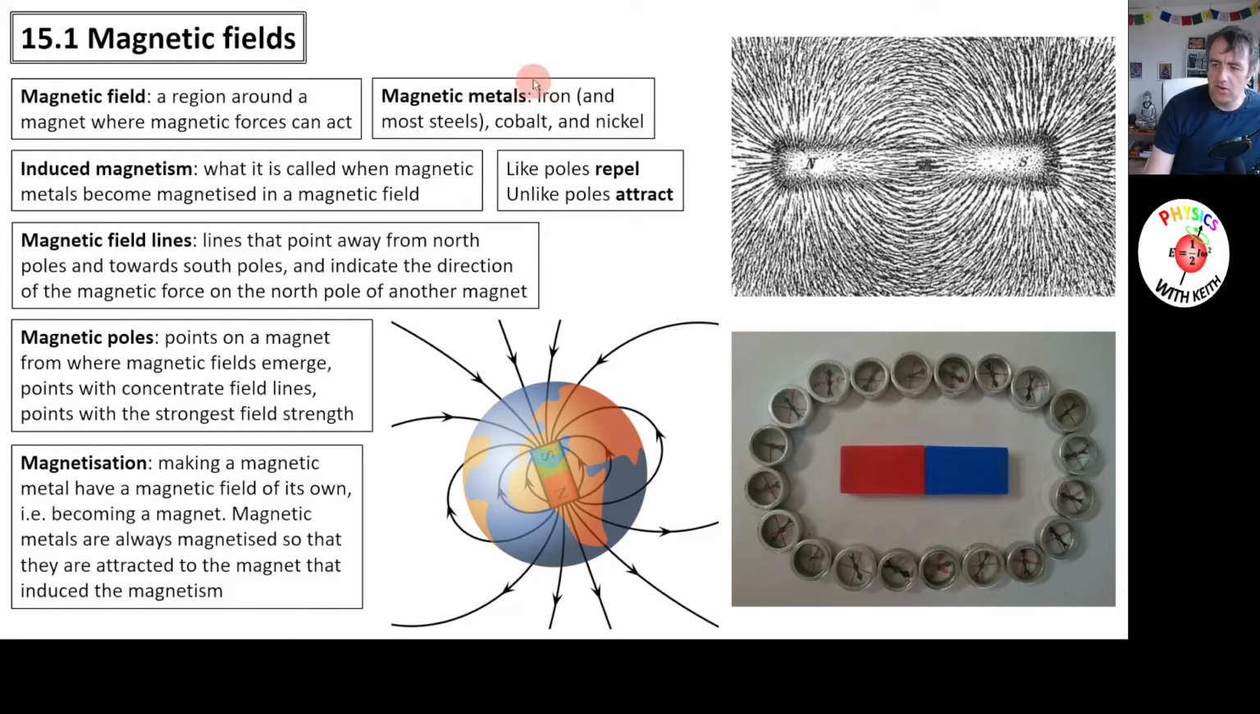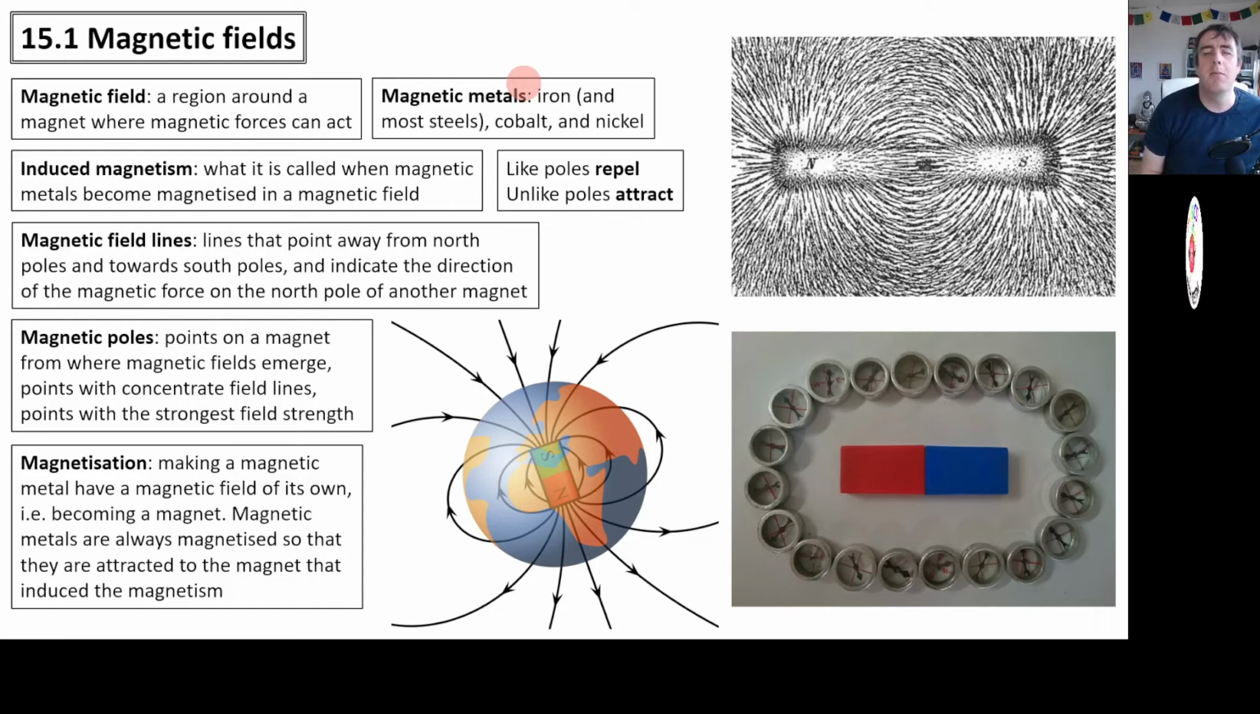Some metals are what we call magnetic metals. Actually, it's more complicated. It's always more complicated than that. Ferromagnetic metals, doesn't matter. Some metals are magnetic, which means that they can become magnetized when they are in a magnetic field. You need to learn iron, cobalt, and nickel. Steel contains iron. Most steel is magnetic. You can get phases of steel that aren't, but most steel is magnetic because it contains iron. So iron, cobalt, and nickel are your magnetic metals.